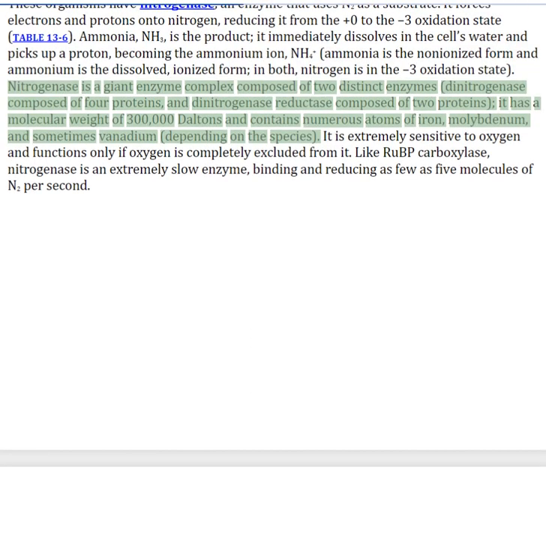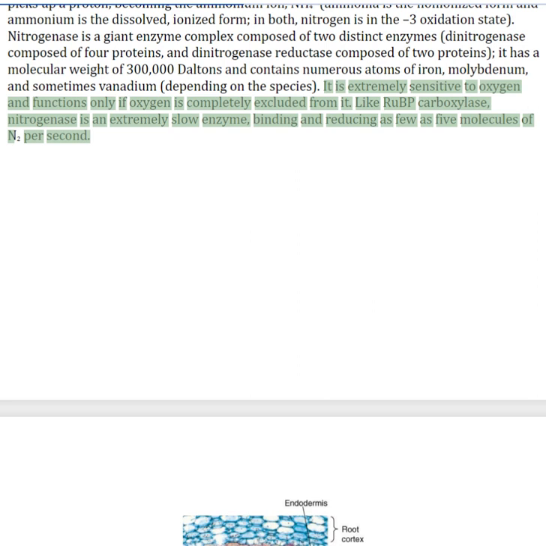Nitrogenase is a giant enzyme complex composed of two distinct enzymes. It has a molecular weight of 300,000 Daltons and contains numerous atoms of iron, molybdenum, and sometimes vanadium. It is extremely sensitive to oxygen and functions only if oxygen is completely excluded from it. Like Rubisco, nitrogenase is an extremely slow enzyme, binding and reducing as few as 5 molecules of N2 per second.